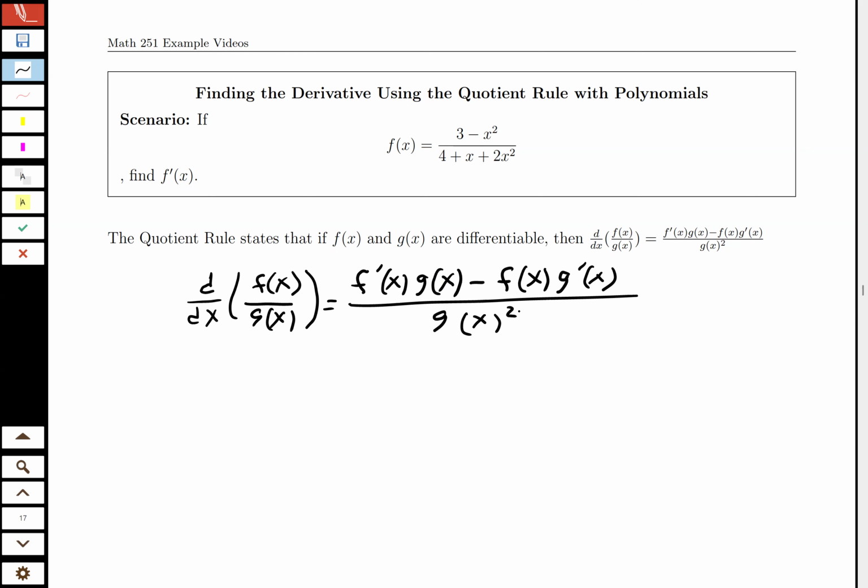So I have my low function times the derivative of the high function, low d high, minus the high function times the derivative of low, low d high, minus high d low, square the bottom, and away we go. So let's take a look at the derivative of 3 minus x squared over 4 plus x plus 2x squared.